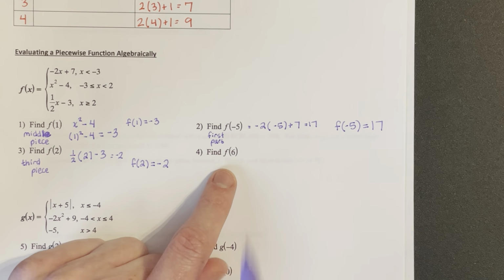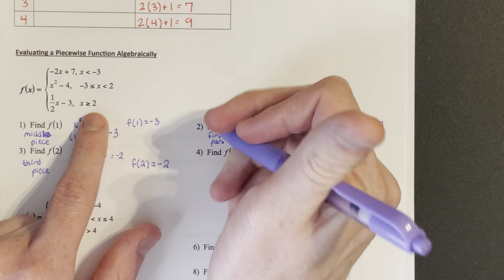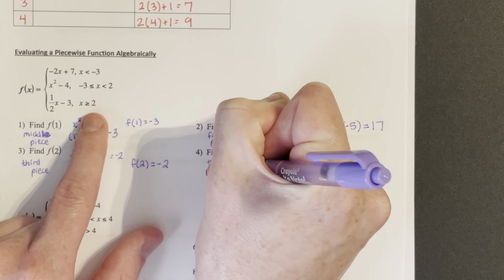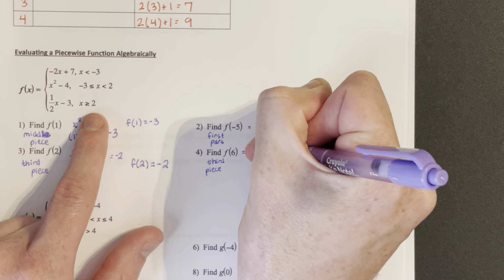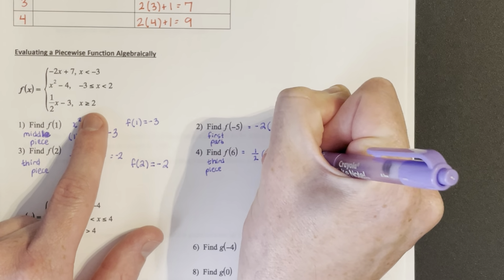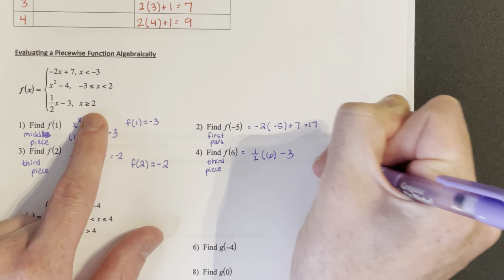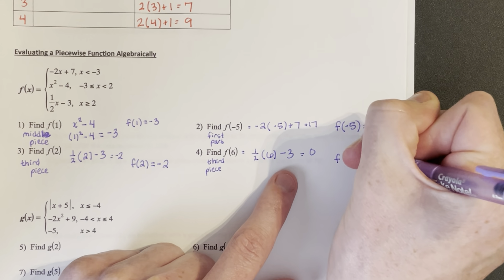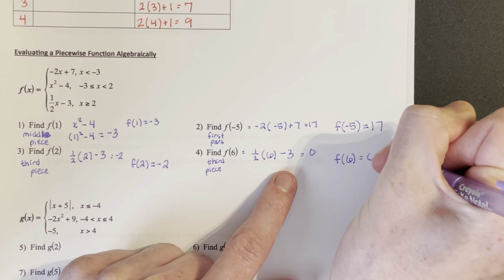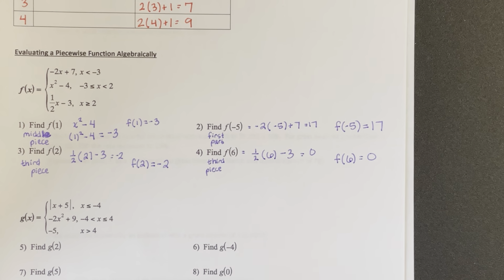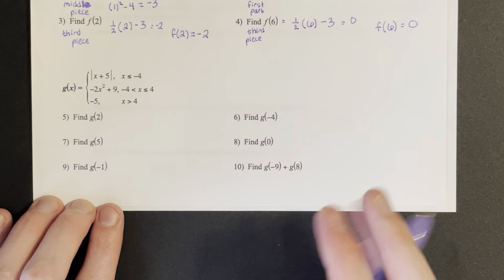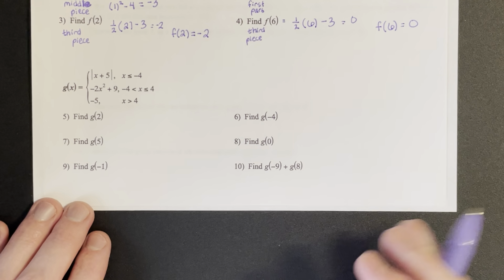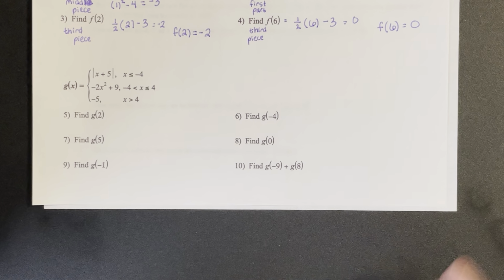F of 6. 6 is bigger than 2, so it's going to go into that last piece as well, that third piece. So I have half of 6 minus 3. Half of 6 is 3. 3 minus 3 is 0, so f of 6 is going to be 0. All right, so why don't you pause the video and try out the second one with g of x, and then we can press play and check our answers.